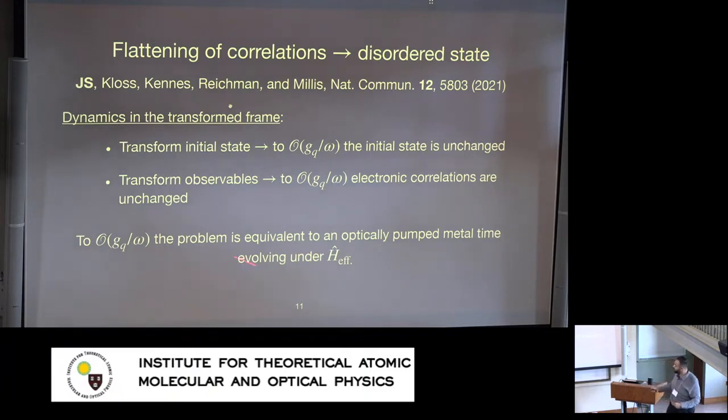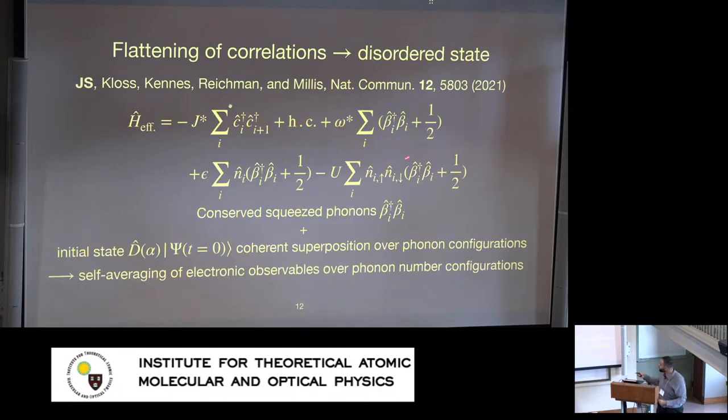So what I'm trying to tell you here is that to order G over omega in this approximation, you can understand the problem of the optically pumped metal with this nonlinear electron-phonon coupling as the same problem with H effective, which has these conserved bosonic operators. These squeezed phonons are conserved. Of course, this is an approximate thing. I expanded and I eliminated some terms, so we have to be careful.